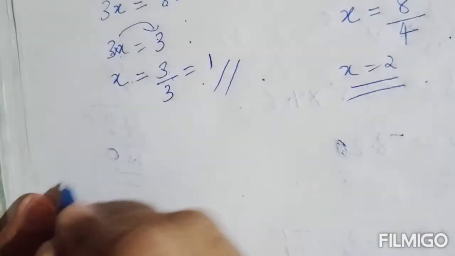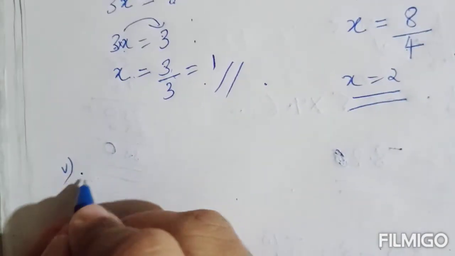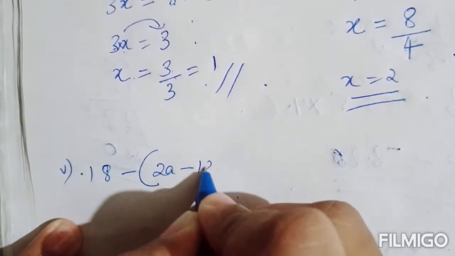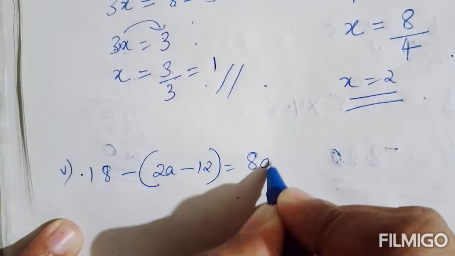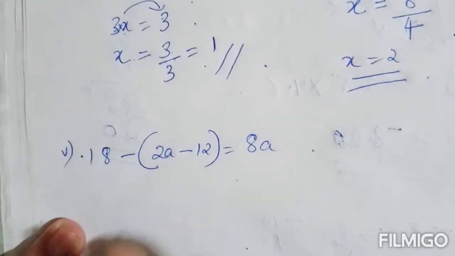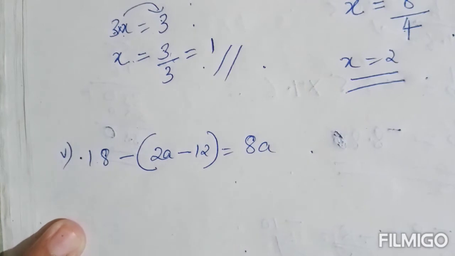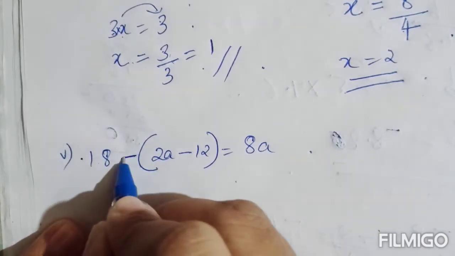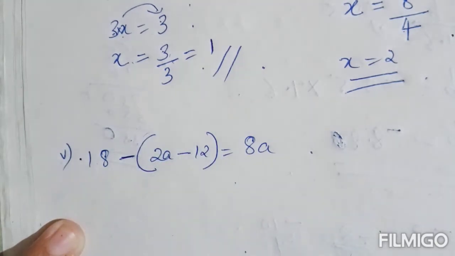Okay. In that fifth one, 18 minus in bracket 2a minus 12 equal to 8a. So here a bracket is there in the question. So we have to open or remove that bracket first. Okay, we have studied that if there is a negative sign before a bracket, you have to change the sign of the terms inside the bracket.